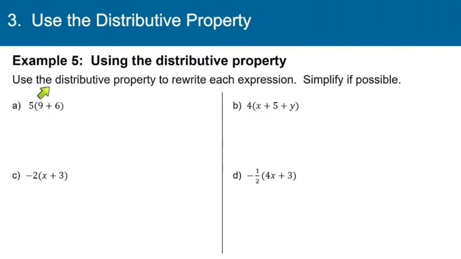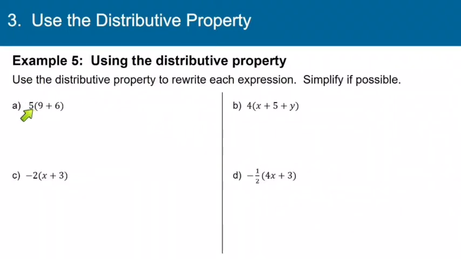So here's example 5, and we're going to get plenty of practice using the distributive property, because all the way through your algebra sequence, you'll see that it's necessary to use the distributive property to clear the parentheses very frequently. So here we go. On part A, we have 5 times 9 plus 6. Now I recognize, and I want you to recognize, that we could perform this addition first, but if we do that, we won't be using the distributive property.